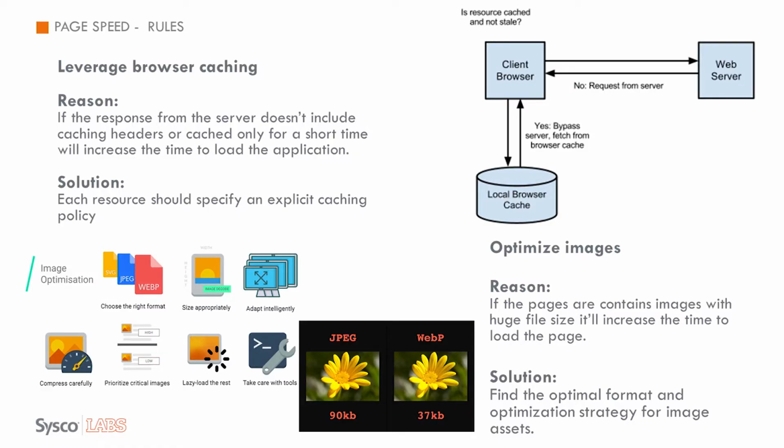So the next one is leverage browser caching. As I mentioned in my tracing as well, if we have properly done the caching, we would have reduced our response times as well, because those images shouldn't have been rendered from the browser each time. So that is something that we need to do in the browser.